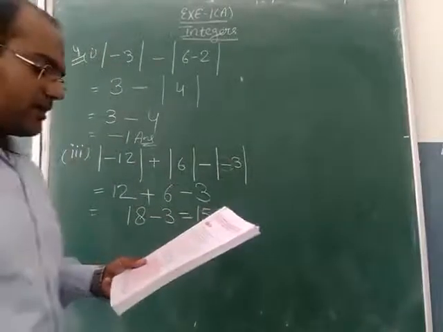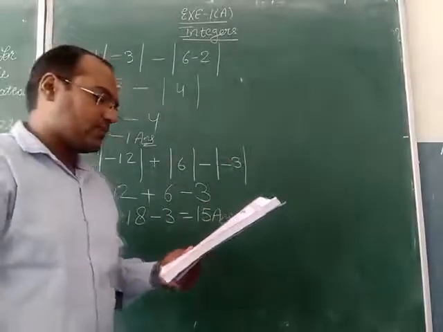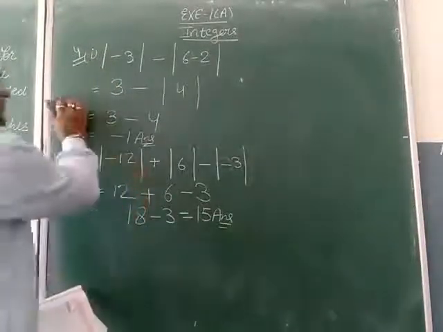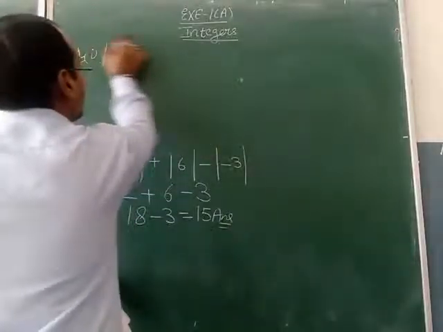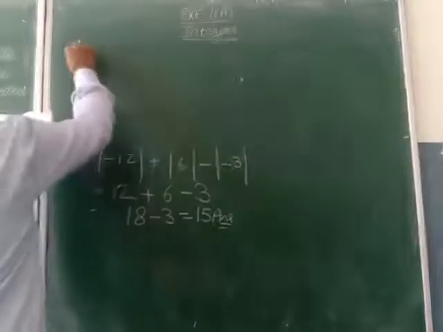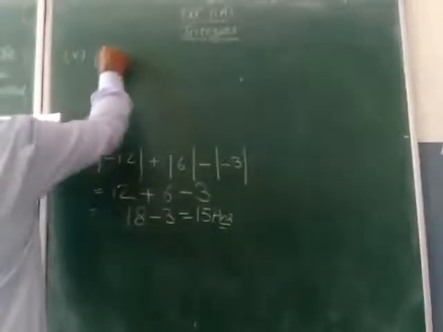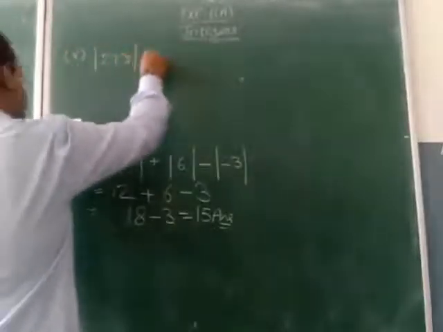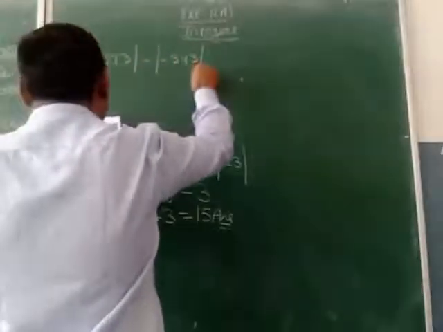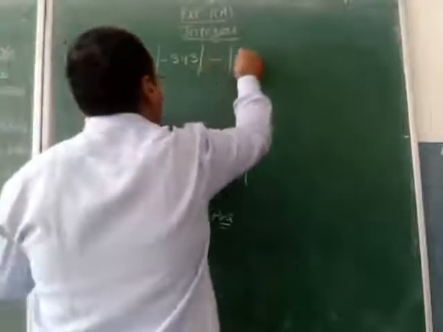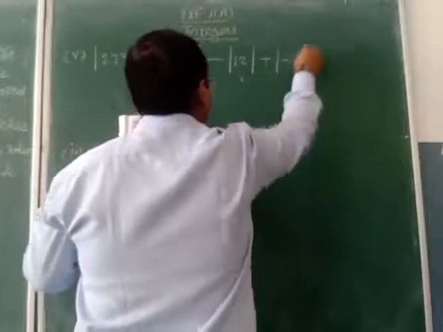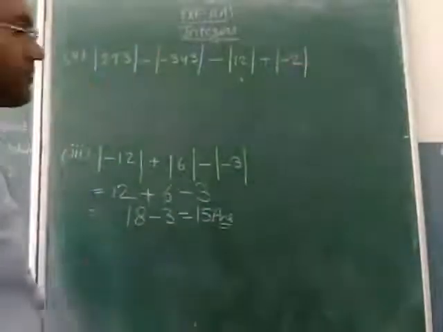So this is your final answer of the third part. Now see part number 5, the fifth part. Absolute of 273 minus absolute of minus 343 minus absolute of 12 plus absolute of minus 2. This is the question. First of all, what do we have to do?